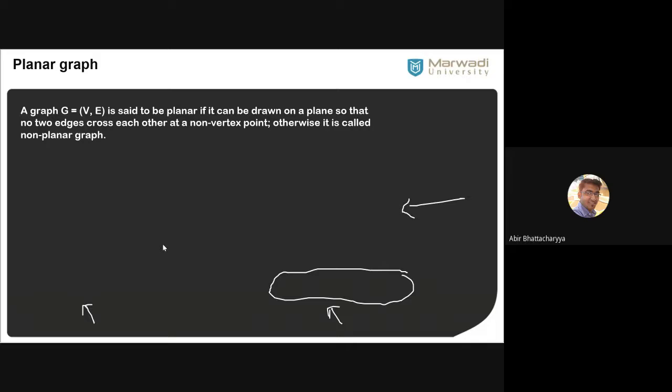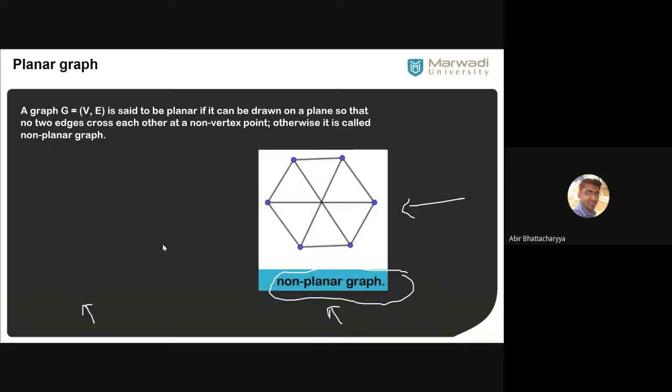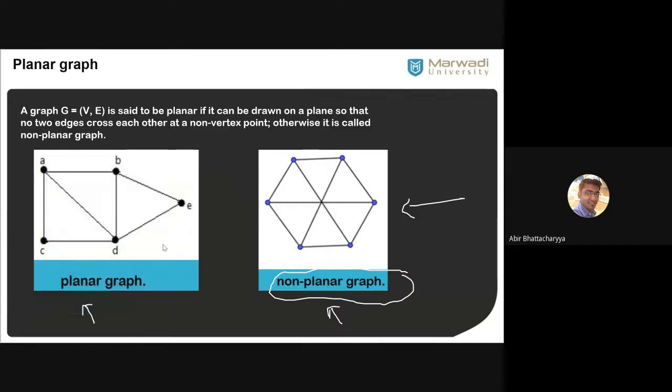The very first thing is, what is a planar graph? Now, a graph G is said to be planar if it can be drawn on a plane so that no two edges cross each other at a non-vertex point. Otherwise, it is called a non-planar graph.